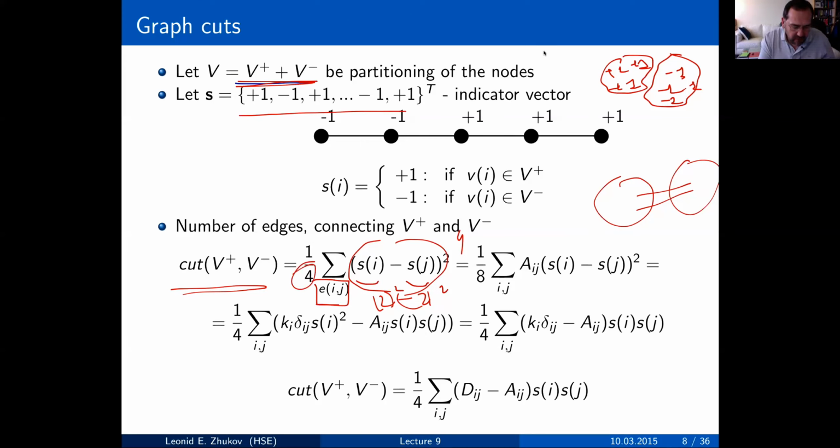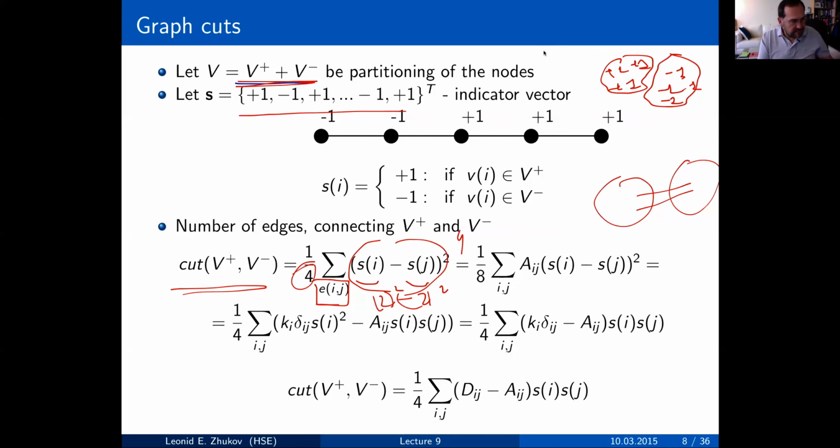And for both ends of edges, we check if they belong to the same partition, then the contribution of them to the sum is 0. If they belong to different partitions, the contribution is 1. Well, if we sum over all edges, that is the value of the cut. All right? Make sense? All right, good.